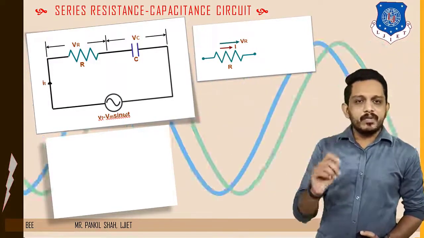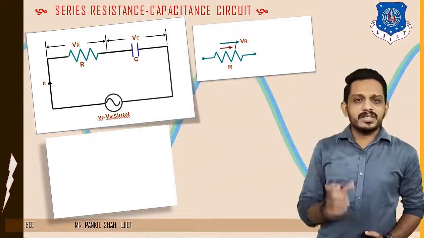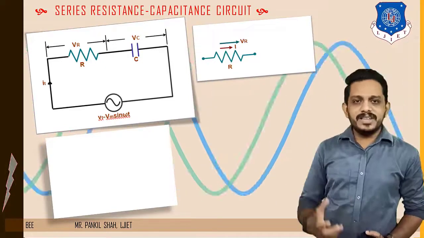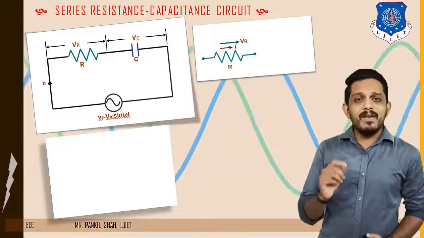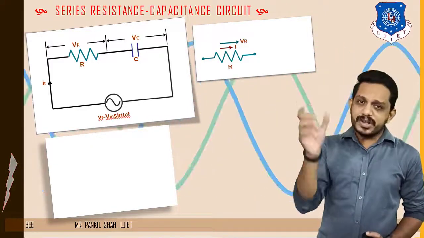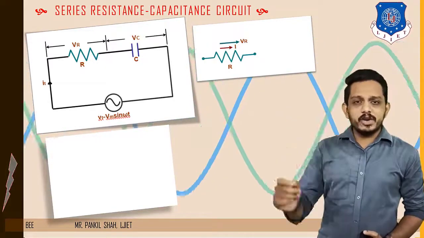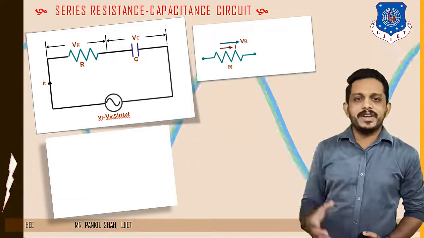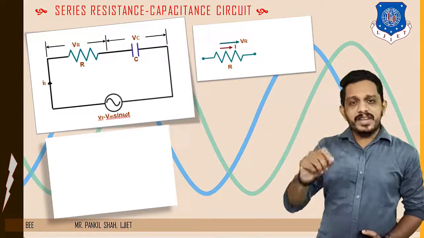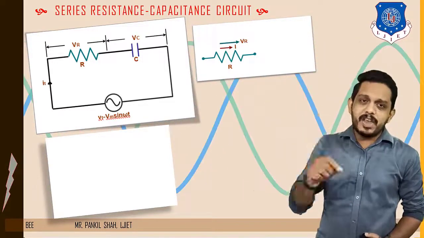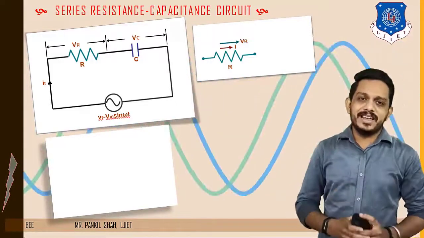First we need to draw the phasor diagram for the individual components. In case of a resistor, the voltage across that resistor is VR, because in a series circuit the applied voltage will be distributed across both the components. The voltage across the resistor is VR and the current flowing through that resistor is I. In case of a resistor, there is no phase angle between voltage and current. So if we take current as a reference, then the voltage VR across the resistor will be in the same phase as the current.